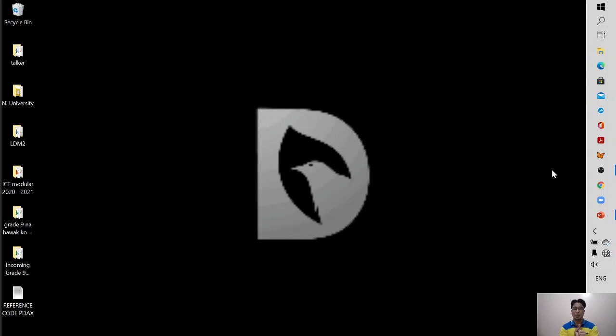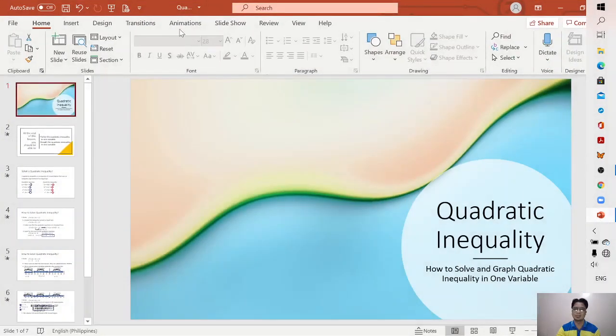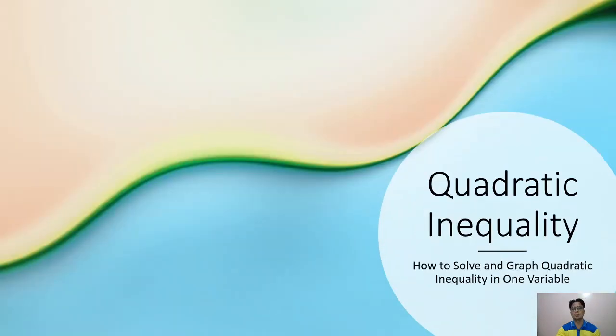Our topic for today will be quadratic inequalities. Let's start. Here we go. As I have told you, our topic is about quadratic inequality, and in this topic, we will be discussing how to solve and graph quadratic inequality in one variable.